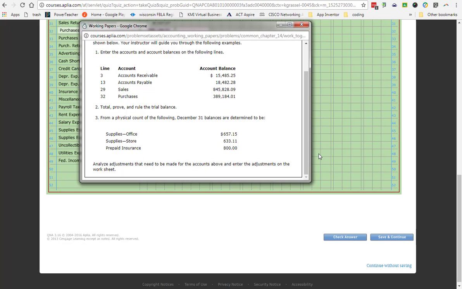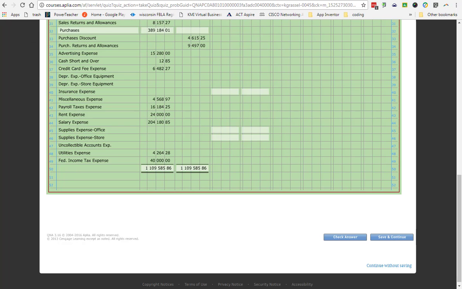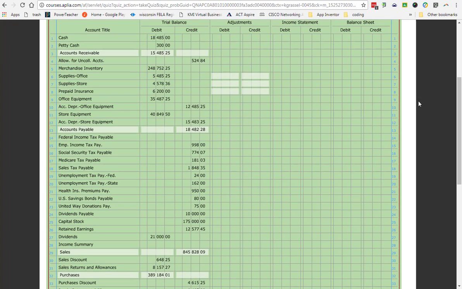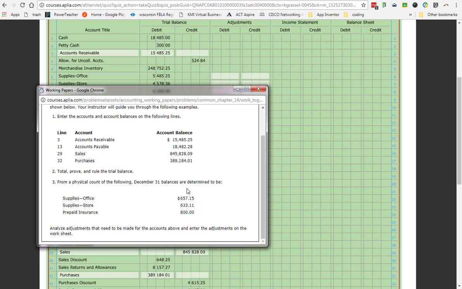So in order to do my adjustments for supplies office and supplies store, which, okay, they're basically supplies, but just two different areas, and prepaid insurance, I need to know what I currently have. The difference between the two is what we're adjusting for. So if I look at supplies office, it has a debit balance of $5,485.25. I would subtract $657.15. Is the value of my supplies going up or down? Going from $5,000 to $600.